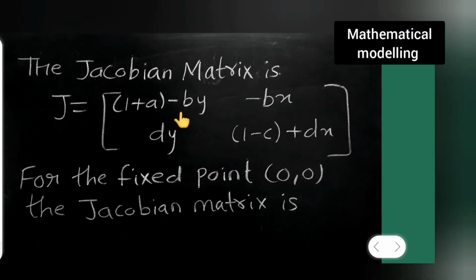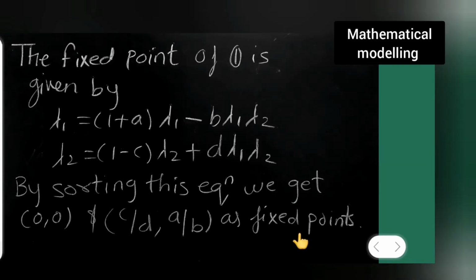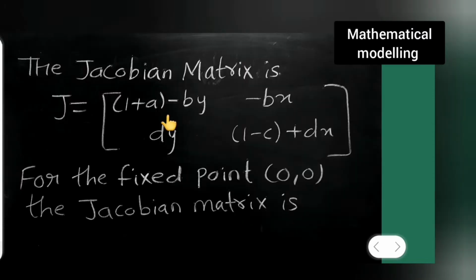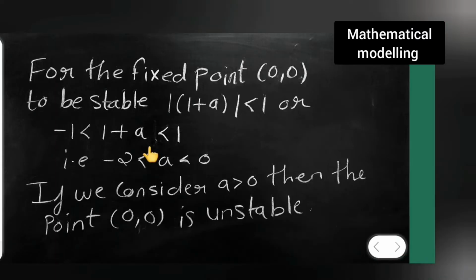Now let us see this. The Jacobian matrix is what? J is equal to what? Now let us see this equation. Okay, I have written this equation over here. Wait, let me show you all in the rough column.